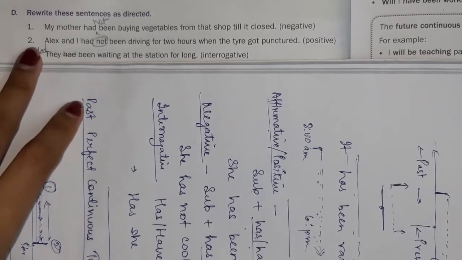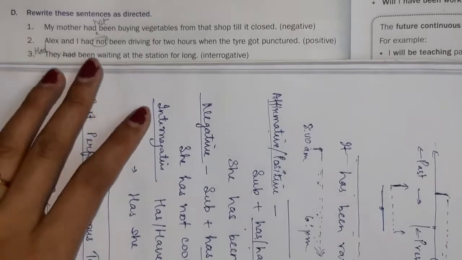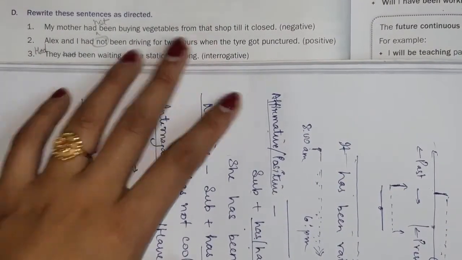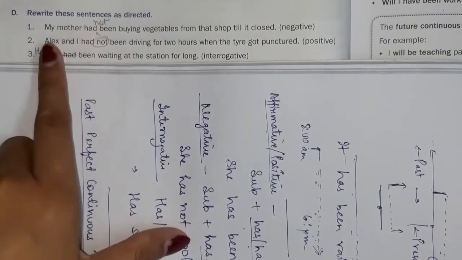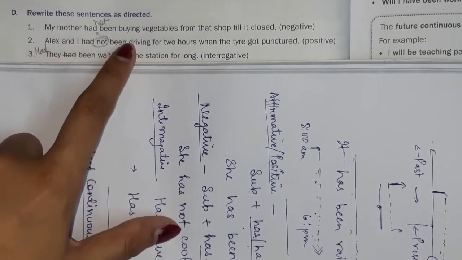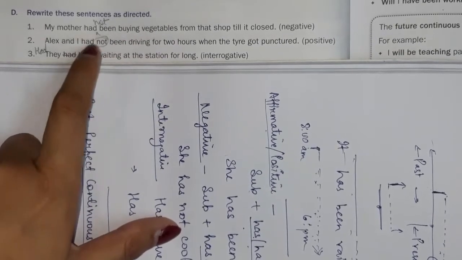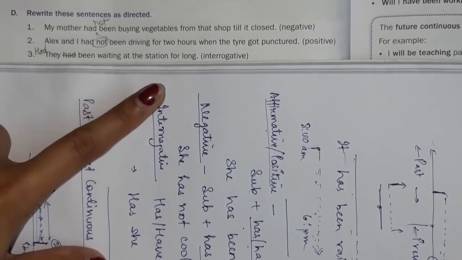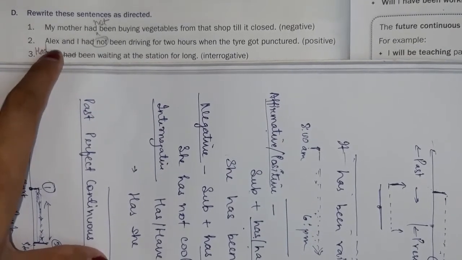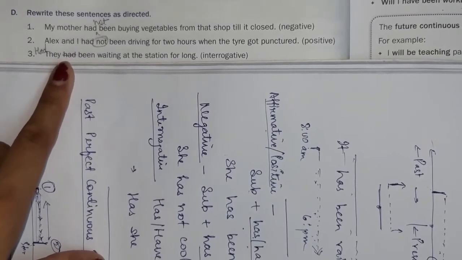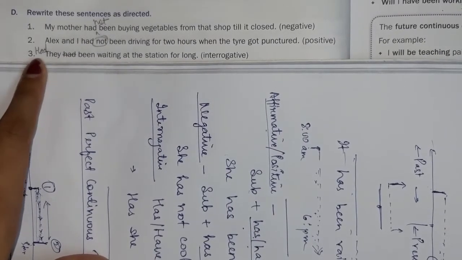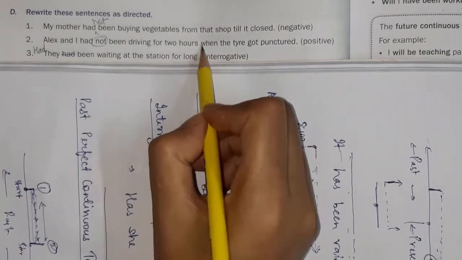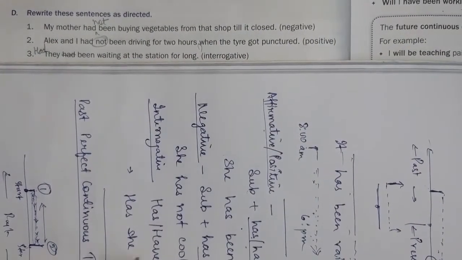So number D, you have to rewrite the sentence as directed in the bracket. My mother had been buying vegetable from that shop till it closed. Change negative, so add not here after had. Alex and I had not been driving for 2 hours when the tire got punctured. Change in positive, remove this not. They had been waiting at the station for long. Change in interrogative means change the place of subject, that is they, and the auxiliary verb had. So had will come here, subject will go back. Had they been waiting at the station for long? And then put a question mark. Okay, so in this way do the rest.